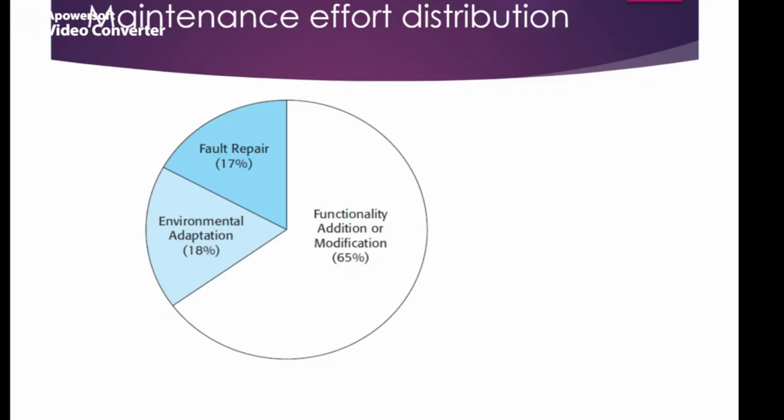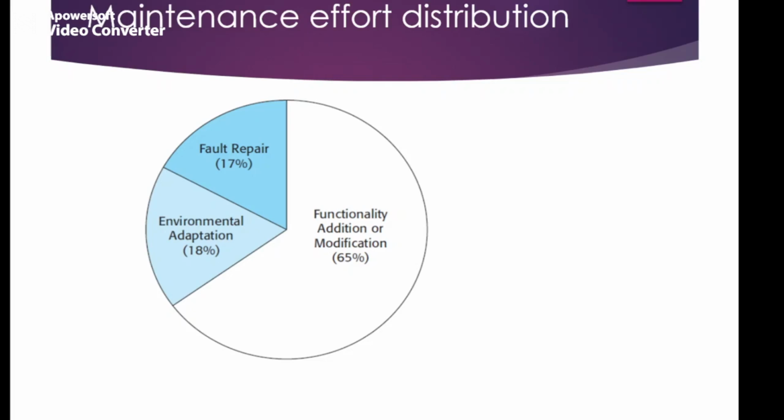Here you can see the maintenance effort distribution. So how is the maintenance distributed? You can see here where the larger distribution is, functionality addition or modification, either adding a new functionality or modifying it. So what is the percentage there? 65%. So it is more.